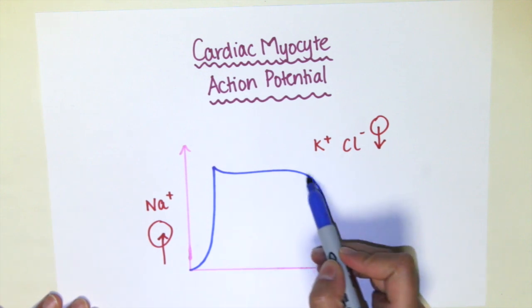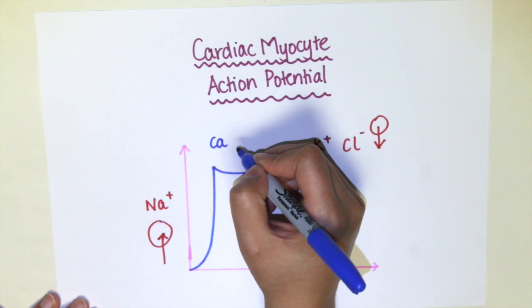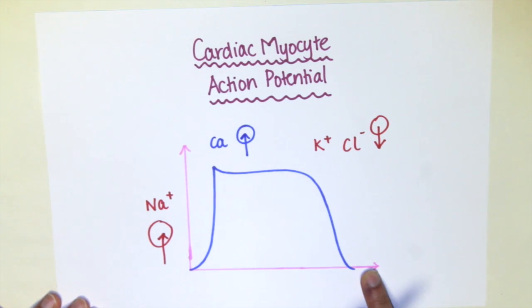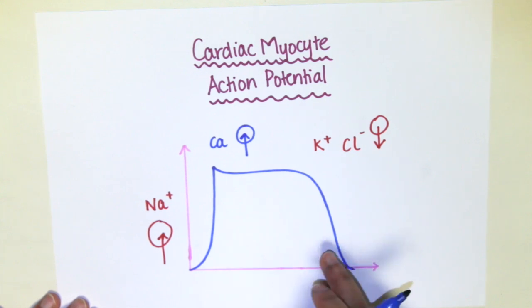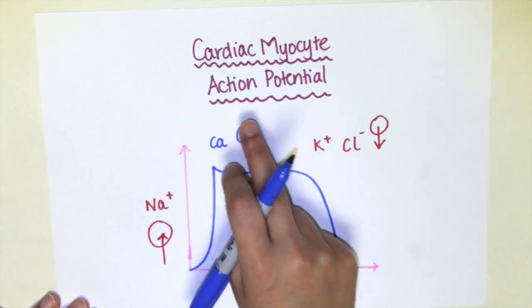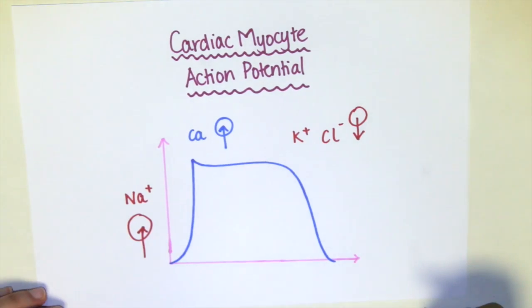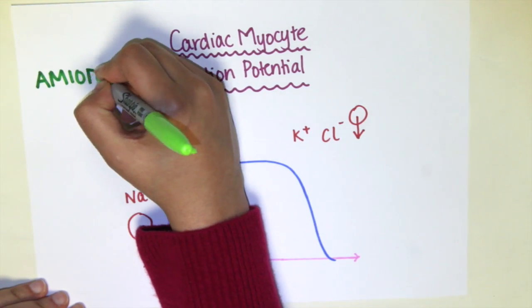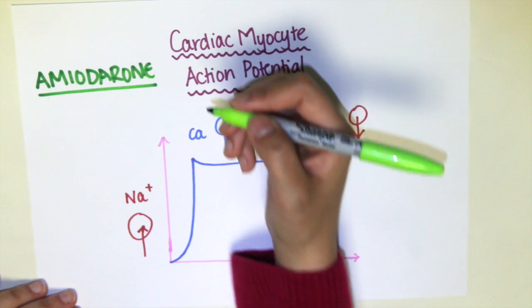But the delayed repolarization is due to calcium channels opening, causing calcium influx, which keeps the potential positive, which is why it looks slightly different to other action potentials, which are steeper. This is a series of steps that take place each time a cardiac myocyte contracts. Now that we have a bit of background, let's talk about our next antiarrhythmic, amiodarone.